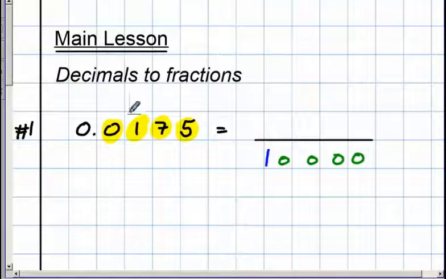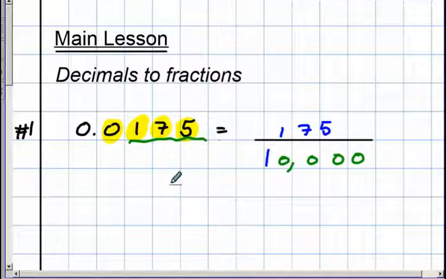So I write that as 175 over 10,000. Why did I miss out these other figures? We just write the string of significant figures. Okay, now the next step is, can I cancel it down? Let's look at common factors. This ends in 0, that ends in 5, so I can.